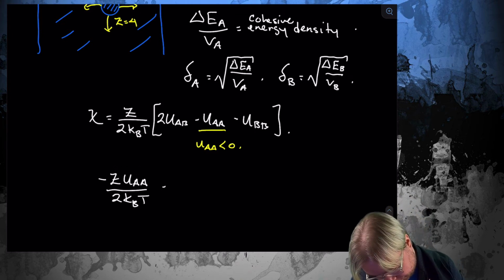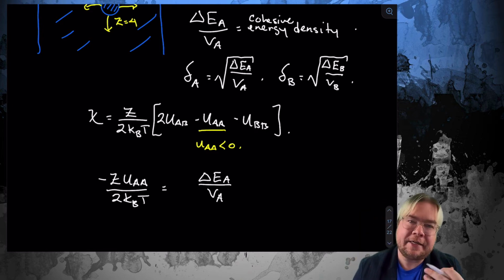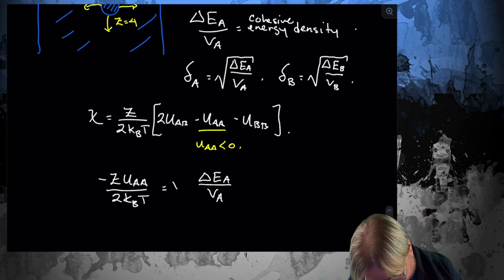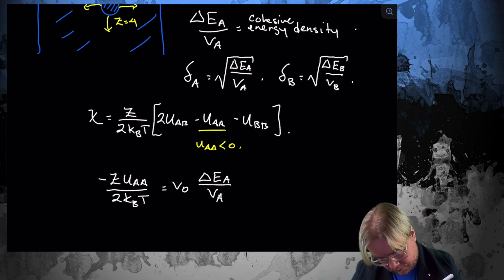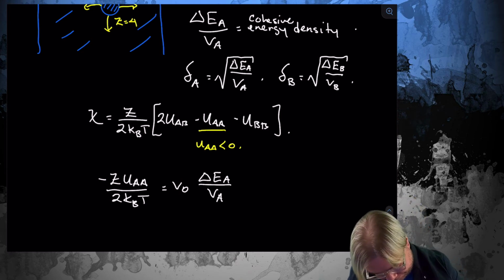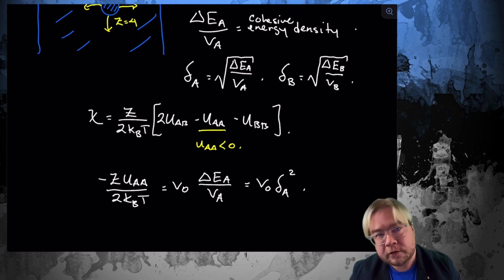Well, that should be equal to delta EA divided by VA. That doesn't have the right units. That's an energy density. So we need to multiply by the volume of a lattice site, and that will give me a measure of what that interaction strength is, right? And this is the same thing as V0 times delta A squared.